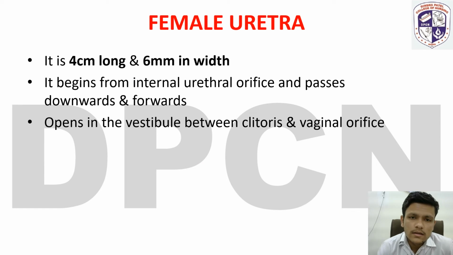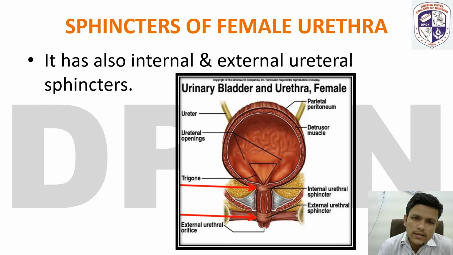Next, the female urethra. The female urethra is 4 centimeters in length and 6 mm in width. It begins from the internal urethral orifice and passes downward and forward. Next, it opens in the vestibule between the clitoris and the vaginal orifice. Next, sphincters of the female urethra. There are also internal and external urethral sphincters in the female urethra.